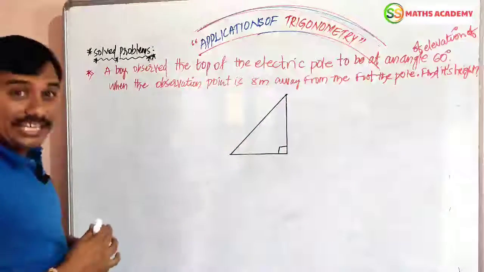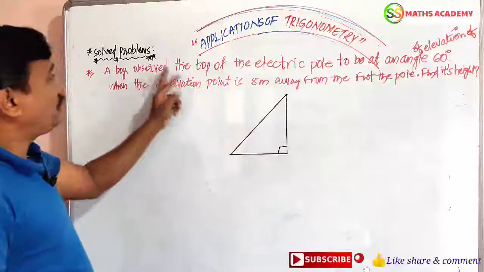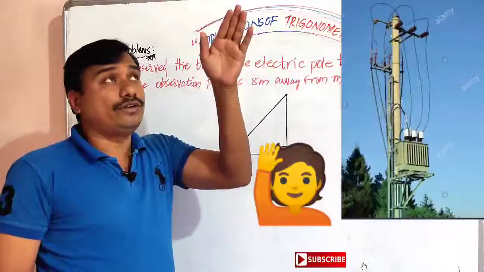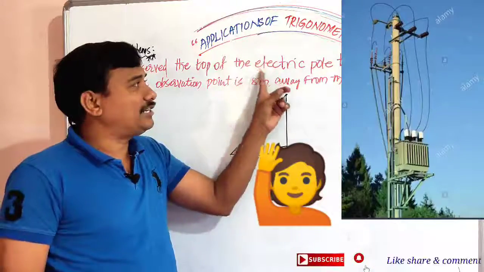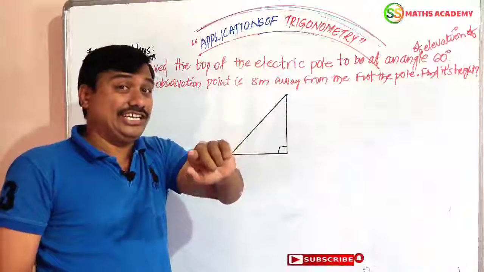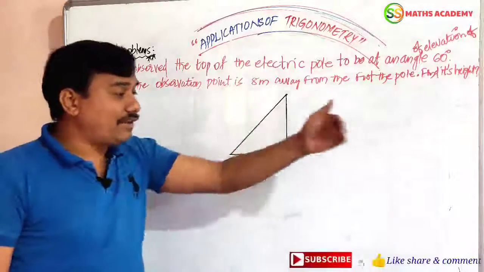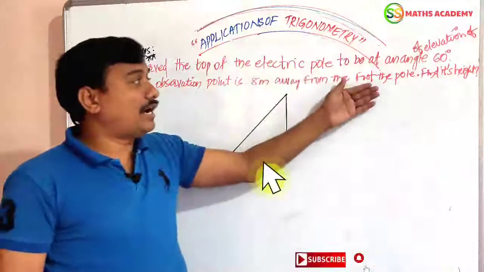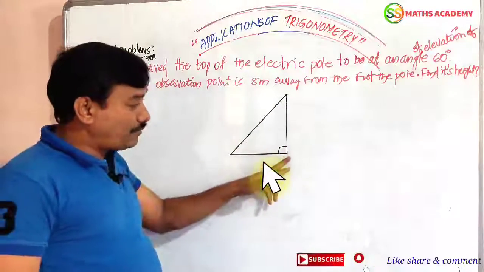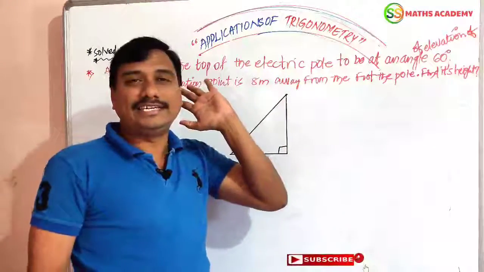Yes, the first question: a boy observes the top of an electric pole at an angle of elevation of 60 degrees. The observation point is 8 meters away from the foot of the pole. Then find the height of the electric pole.